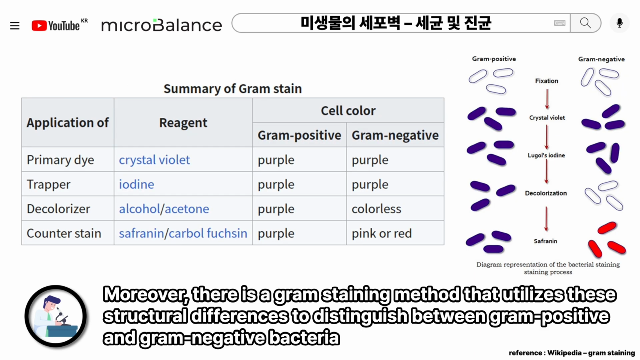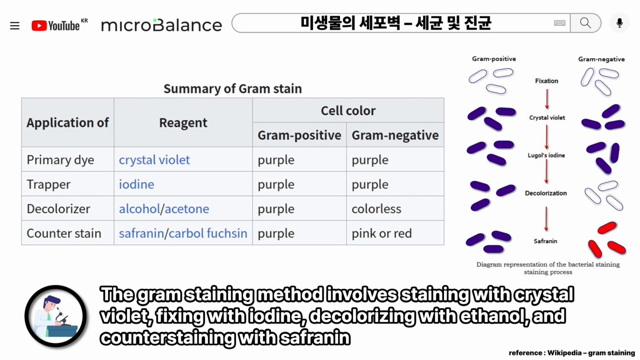Moreover, there is a gram staining method that utilizes these structural differences to distinguish between gram-positive and gram-negative bacteria. The gram staining method involves staining with crystal violet, fixing with iodine, decolorizing with ethanol, and counterstaining with safranin.